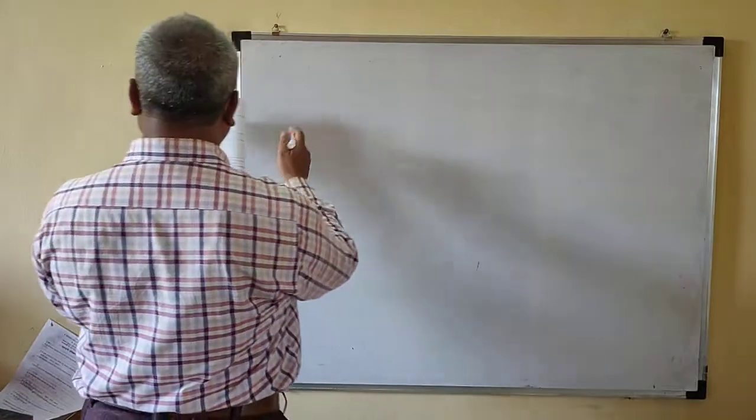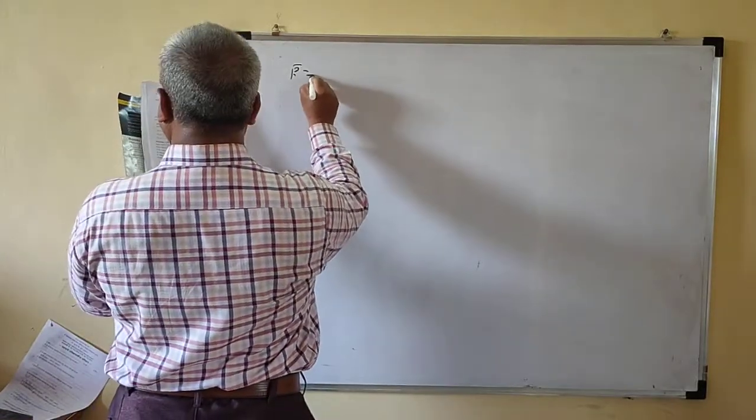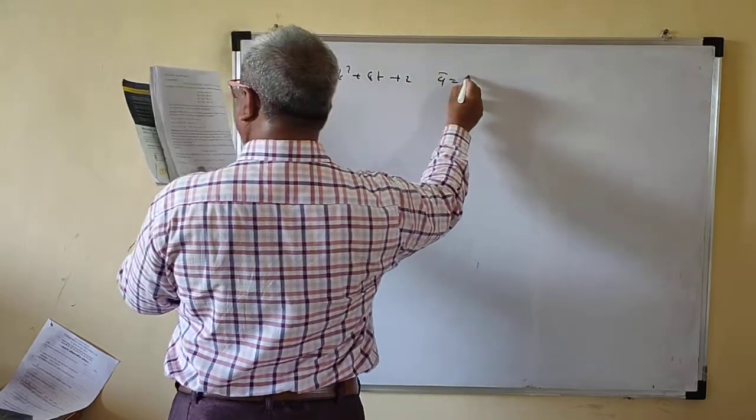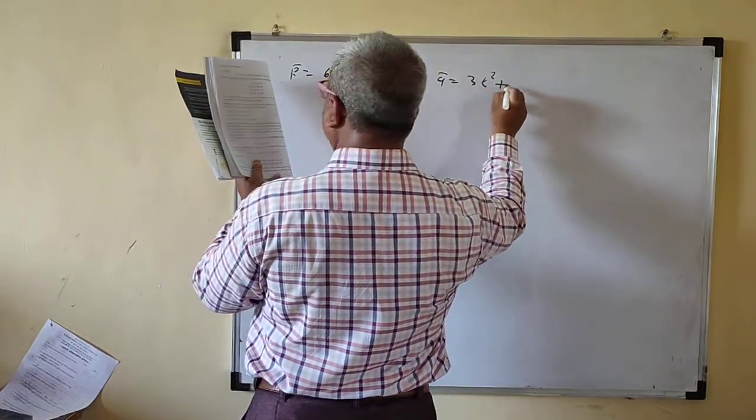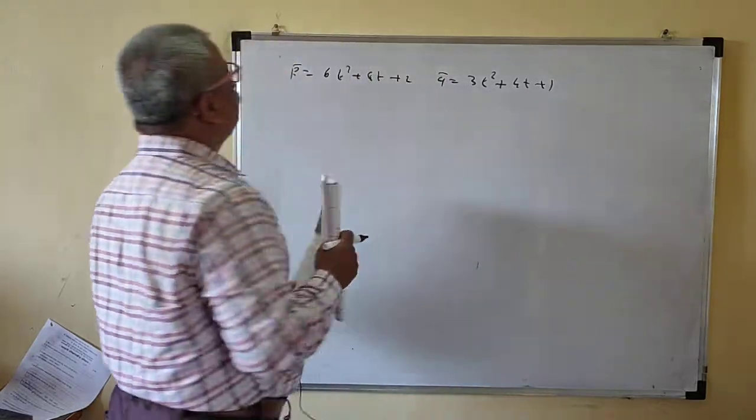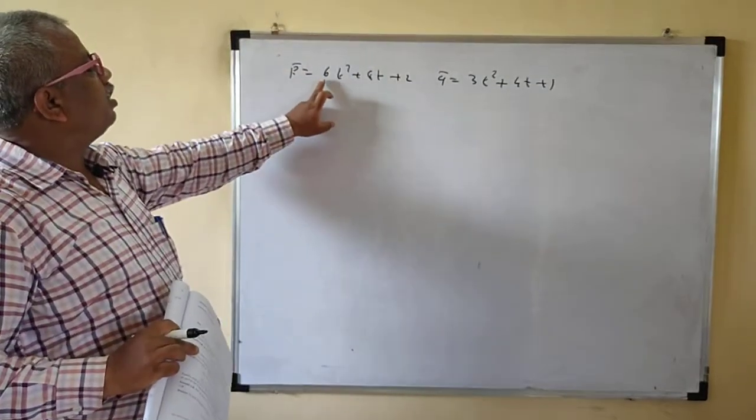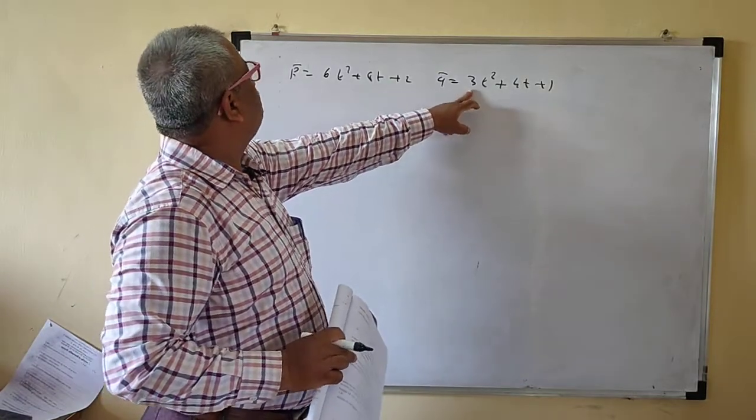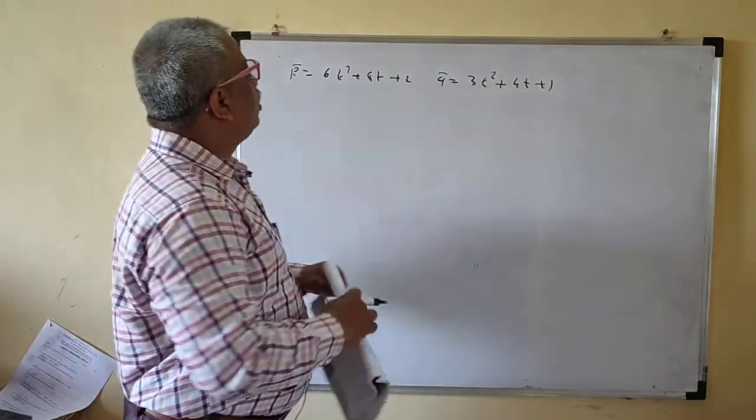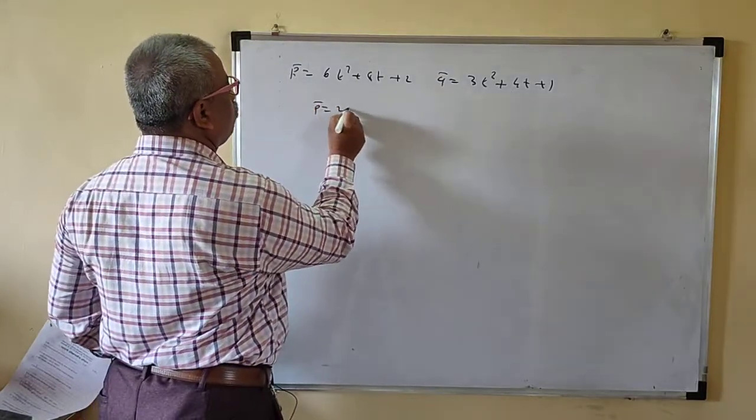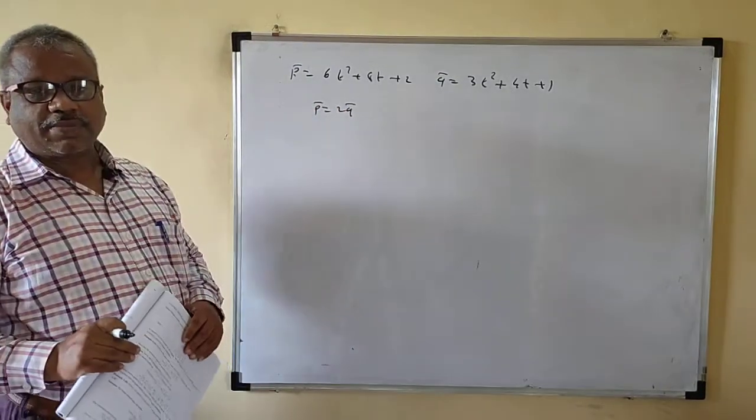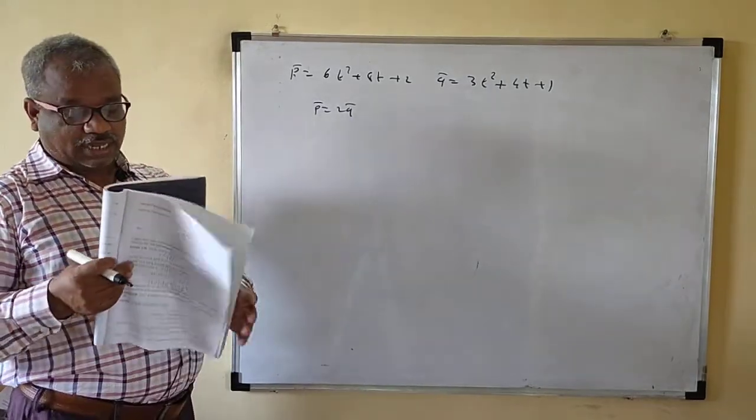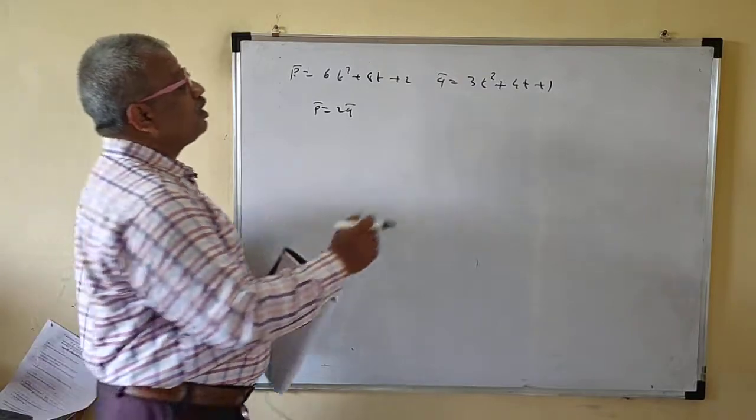For a polynomial, suppose your p bar is 6t square plus 8t plus 2, and your q bar is 3t square plus 4t plus 1. If you multiply by 2 here, you get 6t square plus 8t plus 2. That means p bar is equal to twice q bar. So this p bar and q bar are linearly dependent.